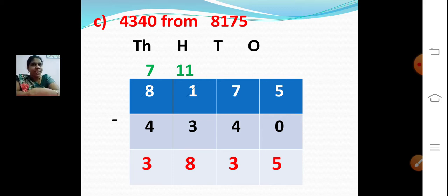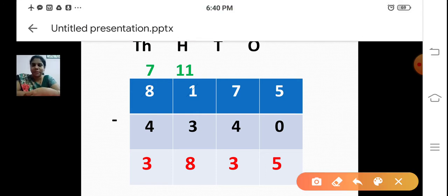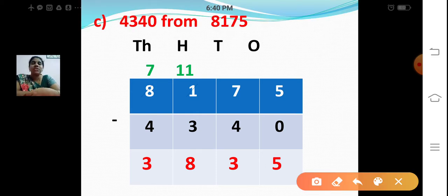4340 from 8175. Now we are going to subtract these two numbers, right? So what do we have to do? First we have to write the numbers in the exact places. So which number will you take now? Which number will you write at the top? 4340? No. So you're going to write the minuend, the larger number, the biggest number. 8175.